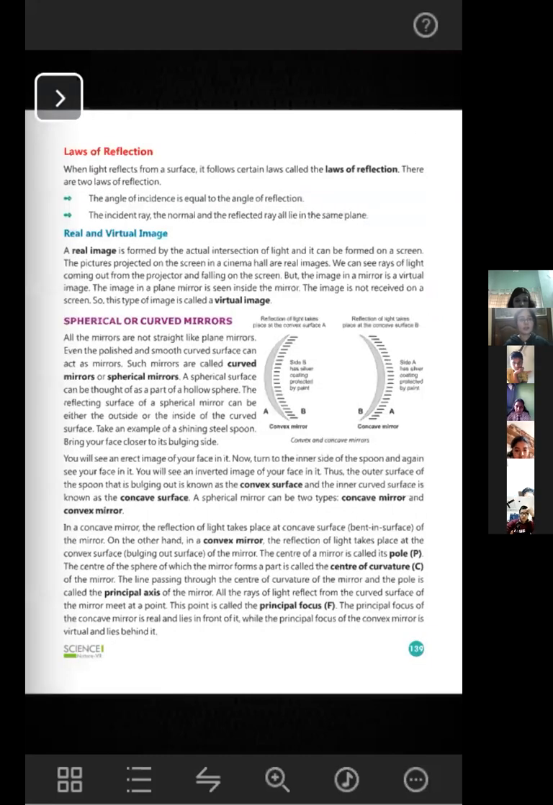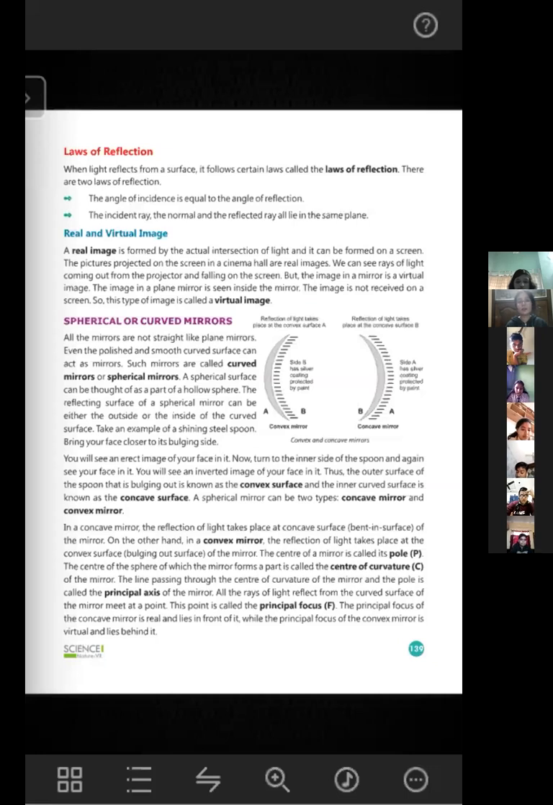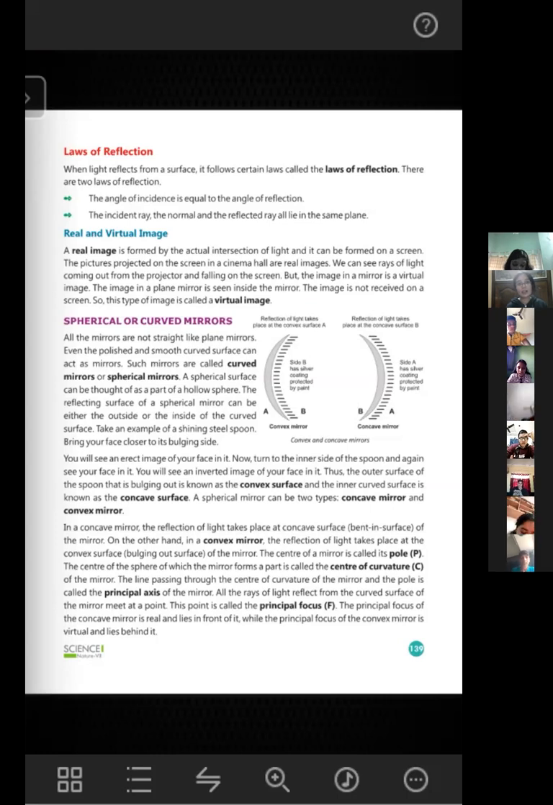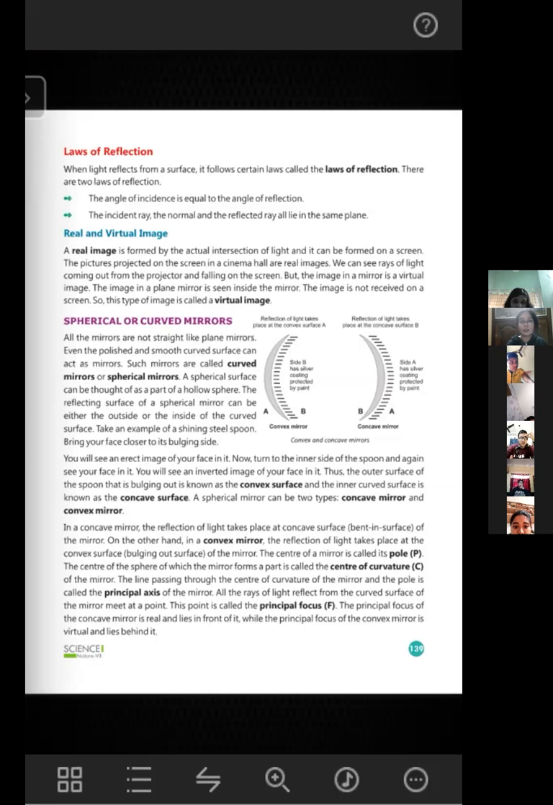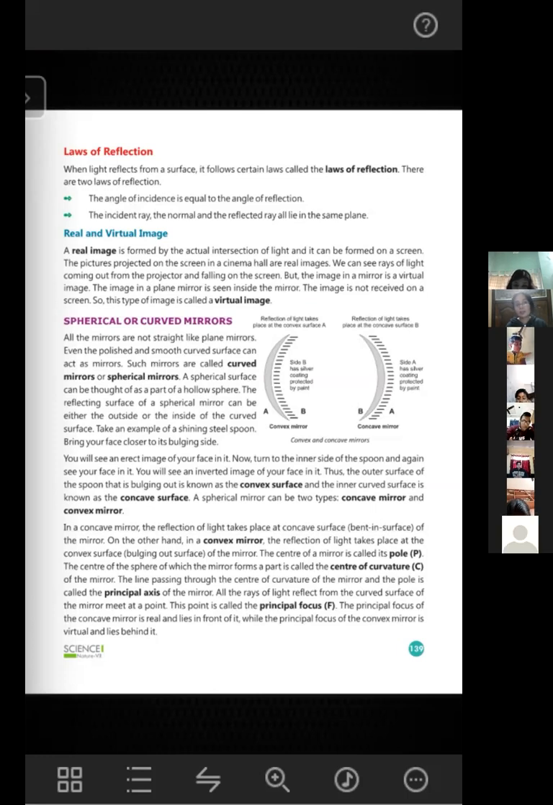Okay. So now go to the next page. Here you will see two terms: real image and virtual image. What are real images and what are virtual images? A real image is formed by the actual intersection of light, and it can be formed on a screen. The pictures projected on the screen, in a camera, in a cinema hall, they are the real images. We can see rays of light coming out from the projector and falling on the screen.